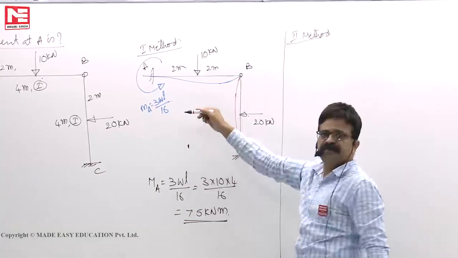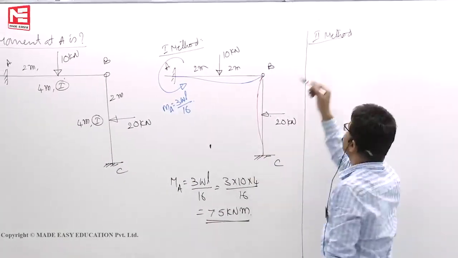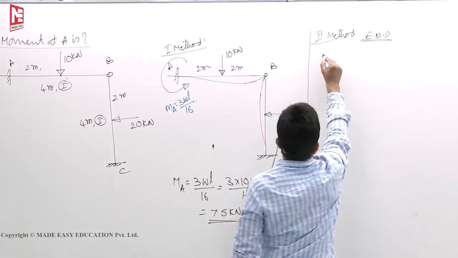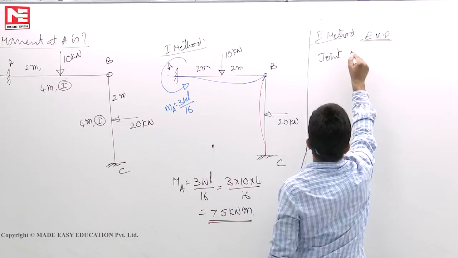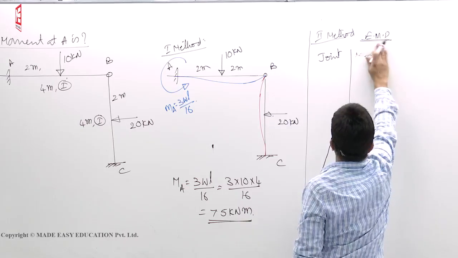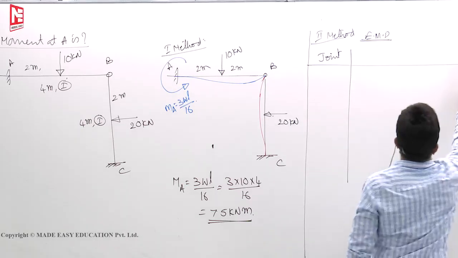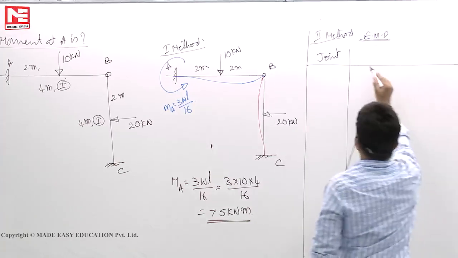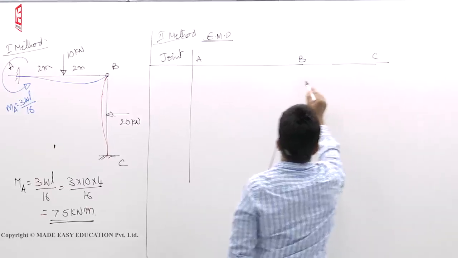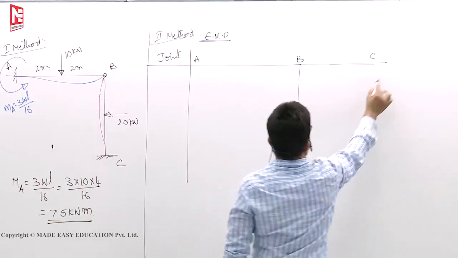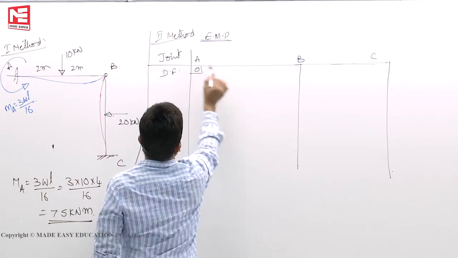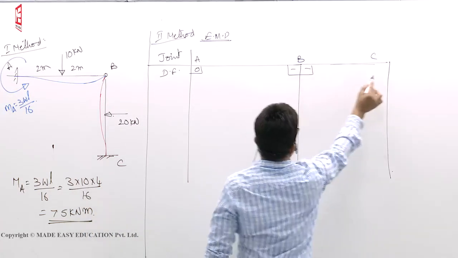Assume that this 3WL by 16 you have forgotten. Now, we will go for MDM, end moment distribution. Joint, member, directly we will write this one. This is A, B and C. Distribution factors are, here it is 0, here no distribution factors. Reason is same, here it is 0.